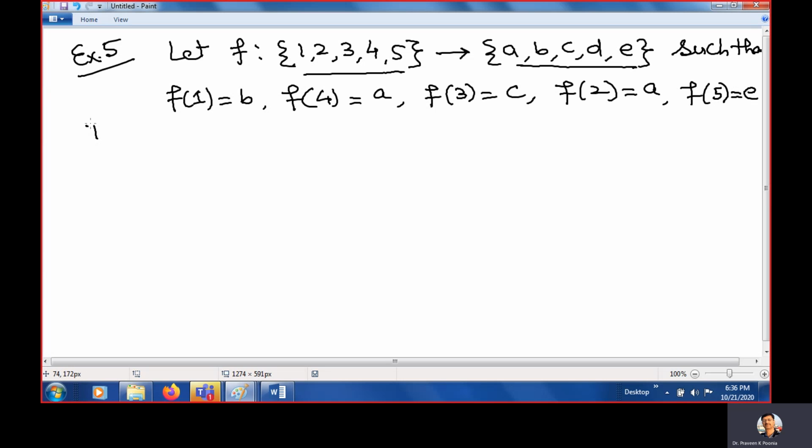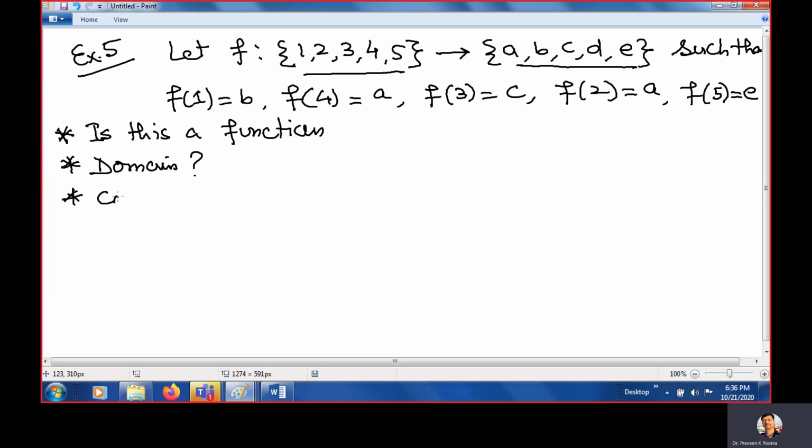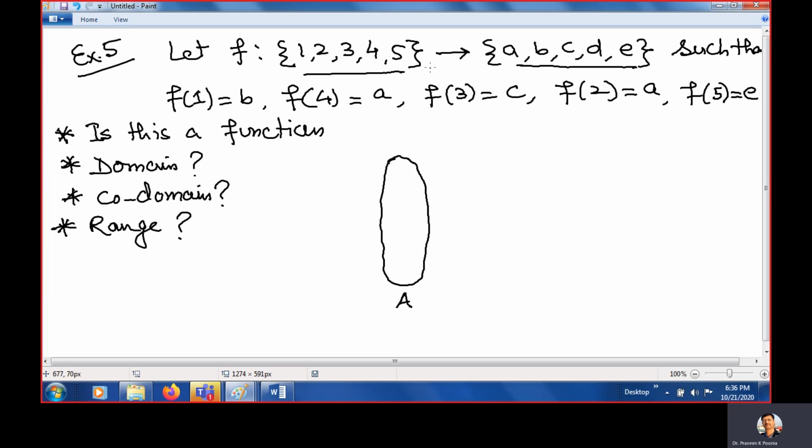Clear? Question number 1. Is this a function? Question number 2. What is the domain? Question number 3. What is the codomain? And another term I will explain to you now, that is range. Clear? So first we will make the set A. This is set A we will make here. And how many elements in set A? 5. 1, 2, 3, 4, and 5. Clear? What is set B? This is set B we will define, and this is A, B, C, D, and E.